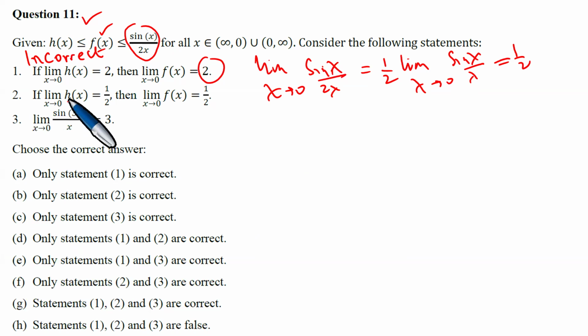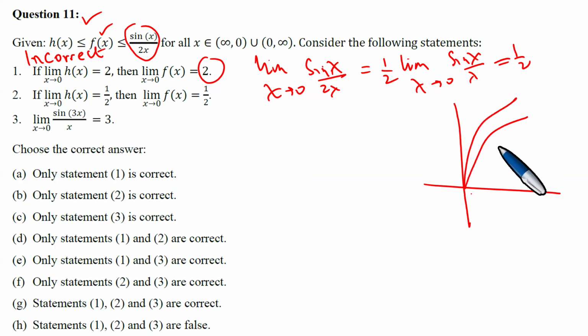So if ever the limit of h is 1/2, then would it mean therefore that the limit of f is actually 1/2? Let us think of this most certainly together. Now, there are a couple of things that you need to take into account here. It is that we have a series of functions like this.